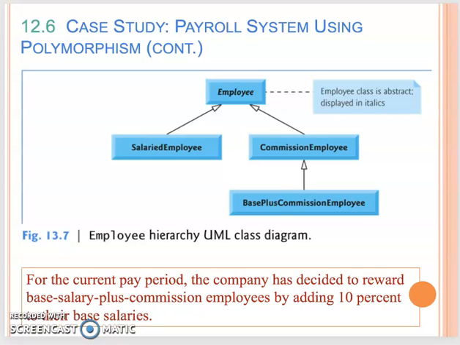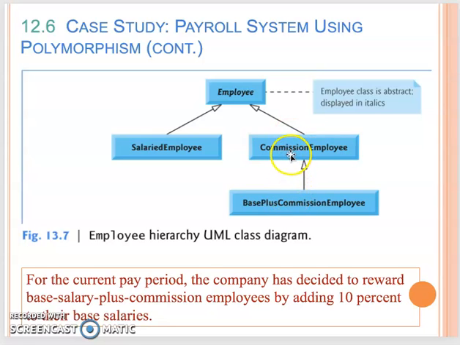So let's continue and finish our case study for the payroll system using polymorphism. Earlier in the clip 4 video, we showed you how all these 4 classes are implemented. And you also saw how dynamic binding can call the virtual function and find the correct implementation from the current object. That's what we call dynamic binding.